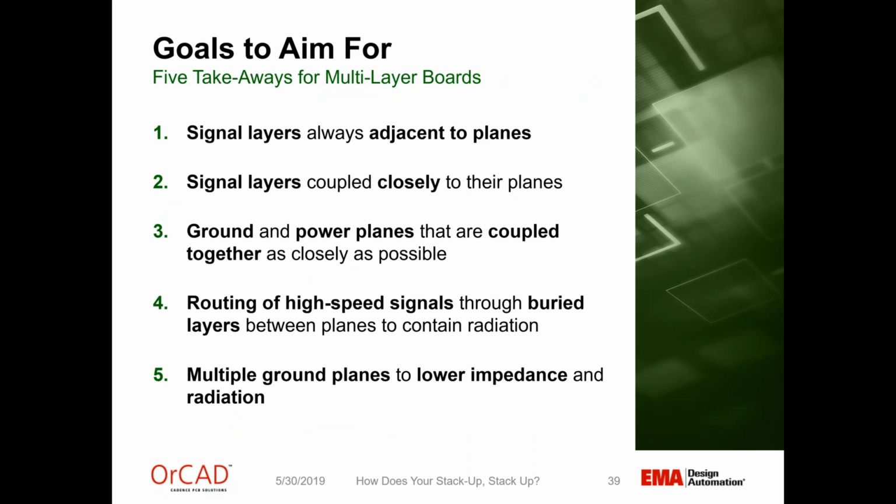All right, some goals to aim for. Here's 5 takeaways that I have for multi-layer boards. Signal layers should always be adjacent to power planes, meaning that you should not have 3 signal layers in a row because that middle signal layer would not be adjacent to a power plane. So don't have 3 signal layers in a row, have 2 at maximum, and that way they're always adjacent to at least 1 power plane.